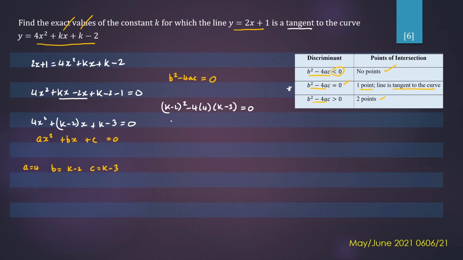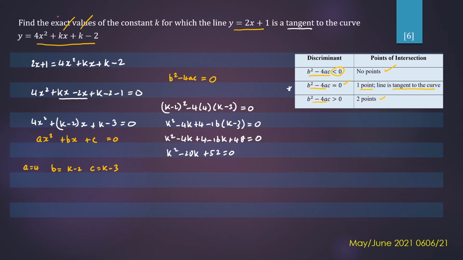So we have k squared minus 4k plus 4 minus 16 times k minus 3 equals 0. Let's expand some more. We'll have k squared minus 4k plus 4 minus 16k plus 48 equals 0. This will reduce down to k squared minus 20k plus 52 equals 0.